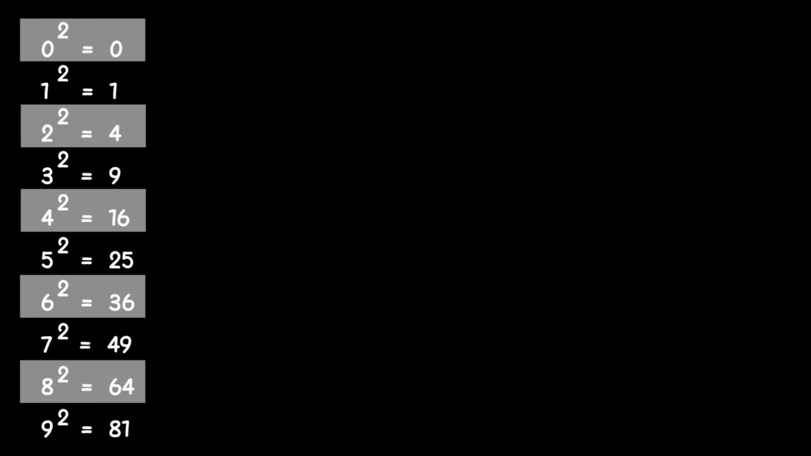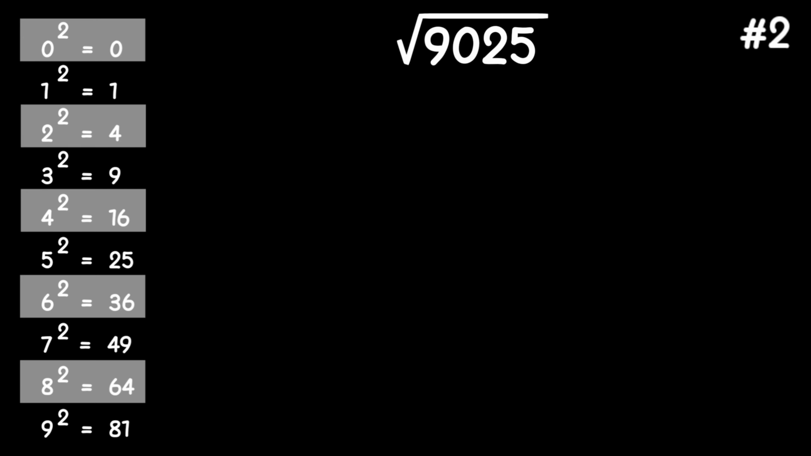Let's proceed with another example. Calculating the square root of 9025. The last digit is 5 and there is only one option with 5, 5 squared equal to 25. So we put 5 here. Next we cross the last two digits, leaving us with 90. Now we need the square closest to 90, but not greater than it. The only option here is 9 squared equal to 81. So we put 9 here. Thus the square root of 9025 is 95.